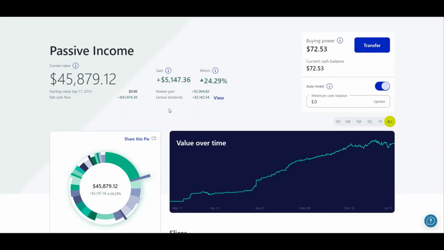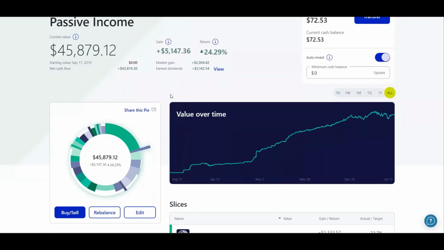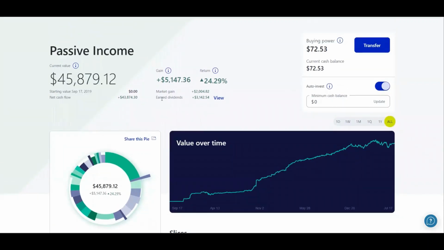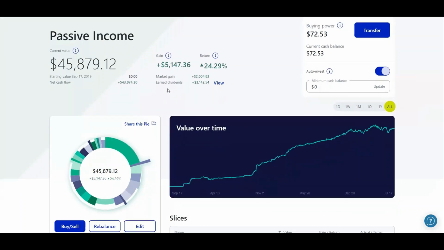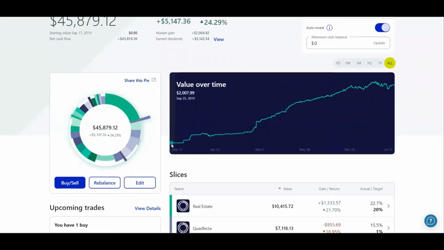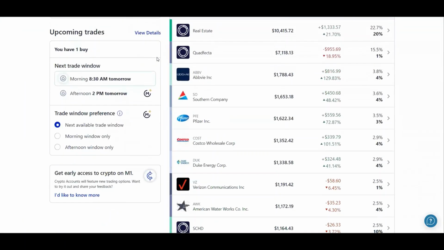And just to show you here real quick, my market gain for my overall portfolio is $2,004.82. I've been up as much as 6,600, maybe 6,700, but it's not a big deal. And I've earned over $3,000 in dividends. So that's $3,142.54 since I started the portfolio on September 17th of 2019.